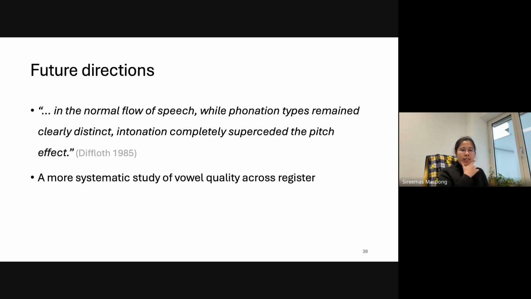And finally, our study actually didn't control for vowel quality all that well. So maybe a more systematic study of vowel quality across register would be important, like whether register actually has an effect on all vowels or only some vowels, as we have seen in our experiment.